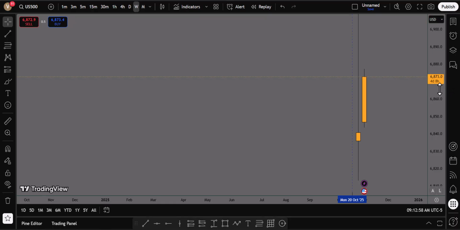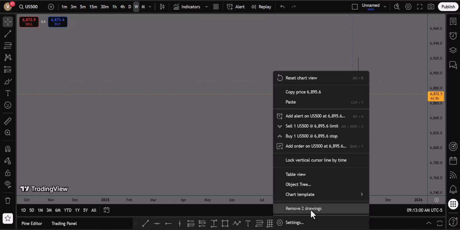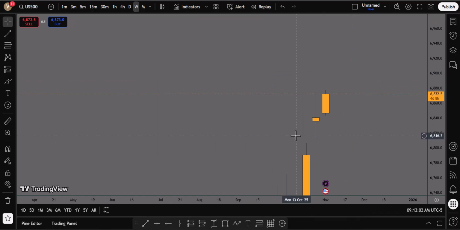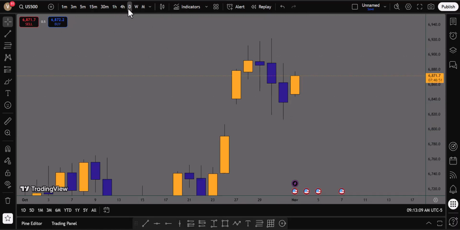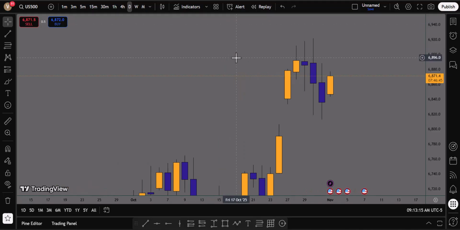Back to the weekly chart, I'm going to clear my chart, so remove our drawings to make sure it's clean. Same thing, like I said, we'll have some sort of volume imbalance here, and we are also trading at all-time high. These are correlated assets, which means they move in tandem, together or simultaneously.